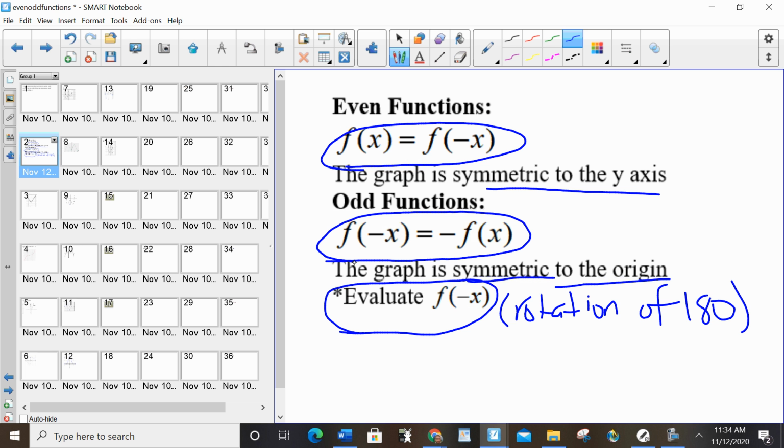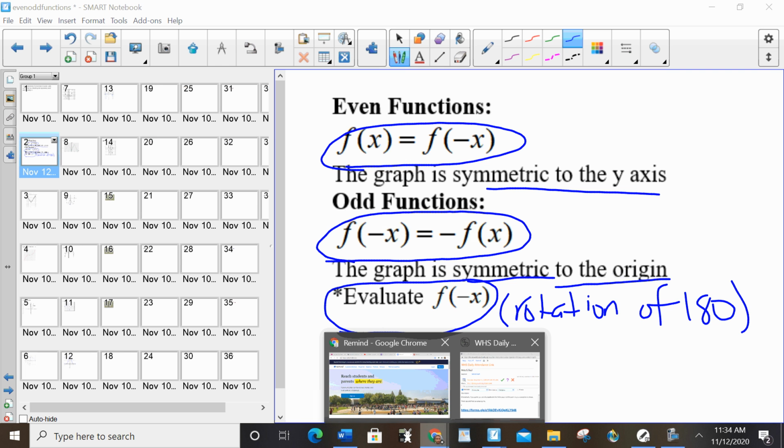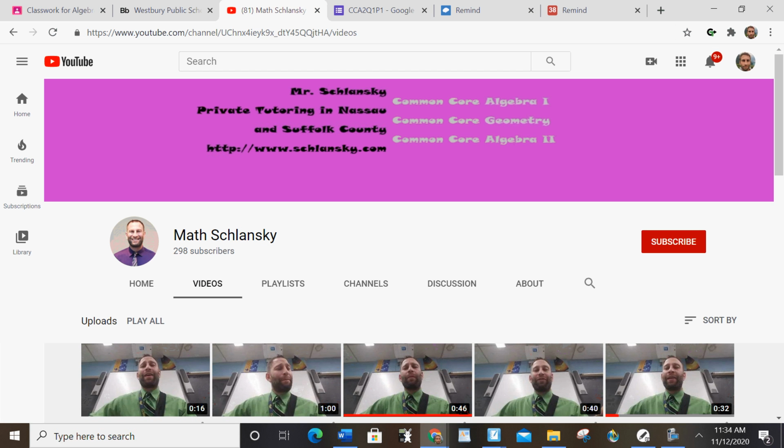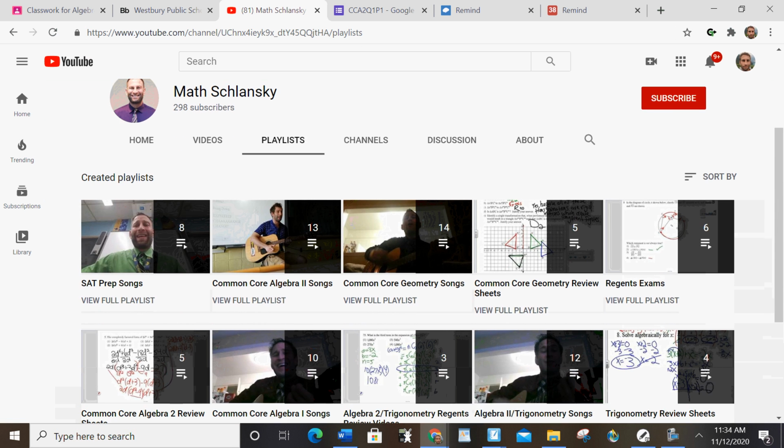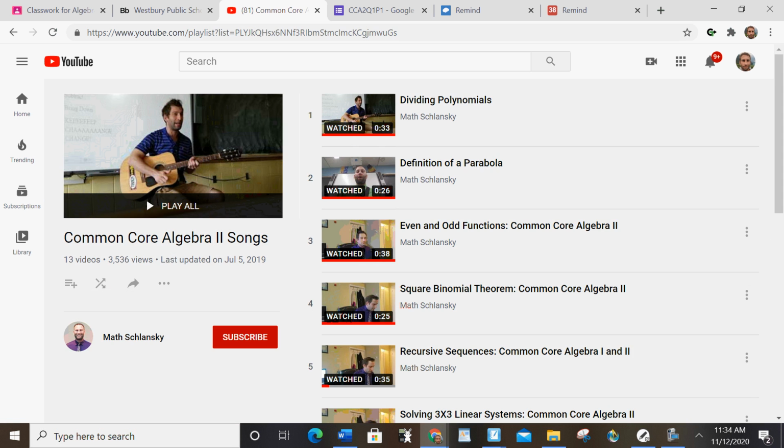And in order to remember all this, we have a song. This is a very interesting song. It's a rap. It's fast, so you've got to really work at seeing if you can handle this, which at the same time helps you memorize it even more. So let's find my Math Schlansky playlists, Common Core Algebra 2 songs, and even odd functions. The words are beneath the video.